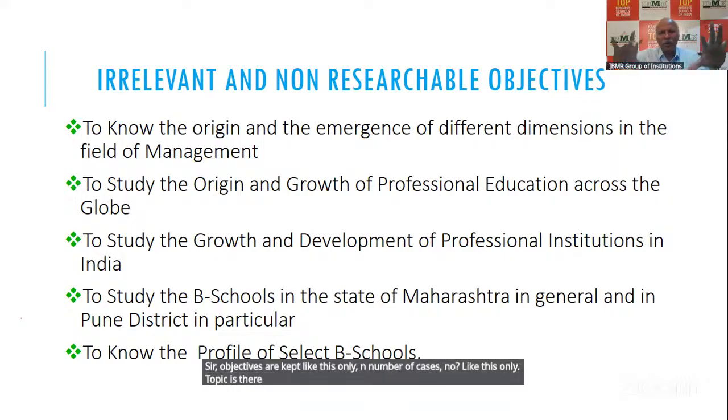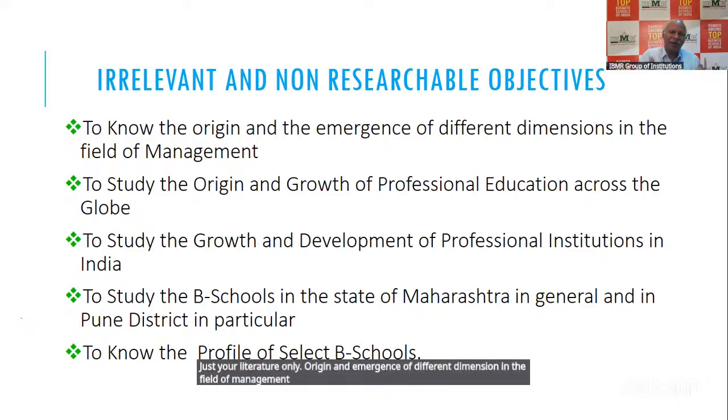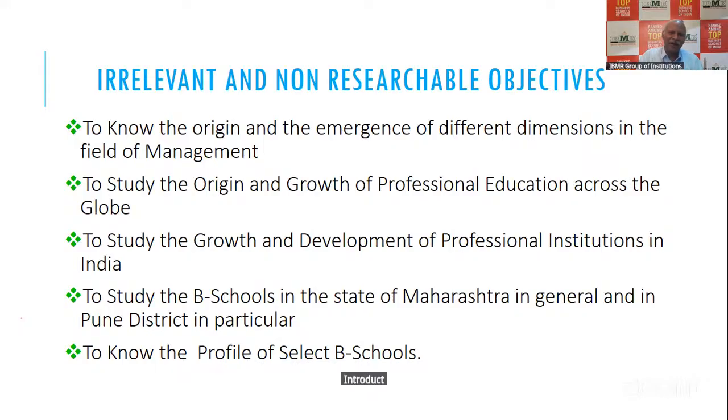Topic is there, so no doubt, human resource management practices only. But you see, objectives are like this: to know the origin and emergence. All these objectives will come under background material, background to your research topic. All these 1, 2, 3, 4, 5, all these objectives, we are not going to bring any research outcome. Just your literature only. Origin and emergence of different dimensions in the field of management is background material, introductory material. This material is all available in the literature. What new things am I going to bring out of this research objective?